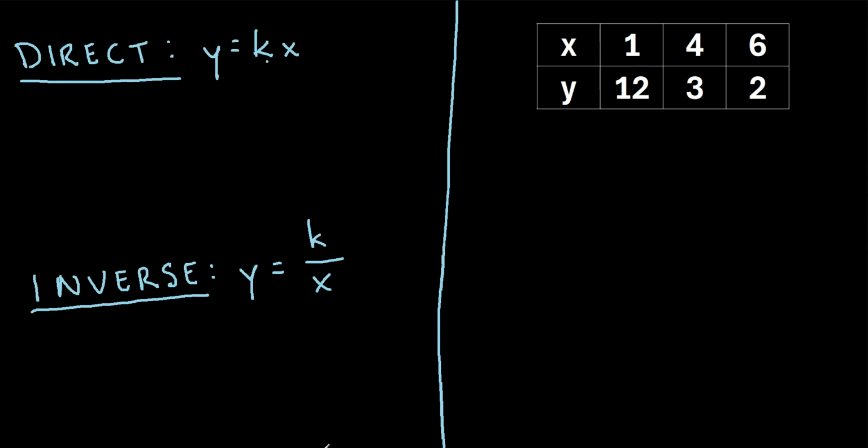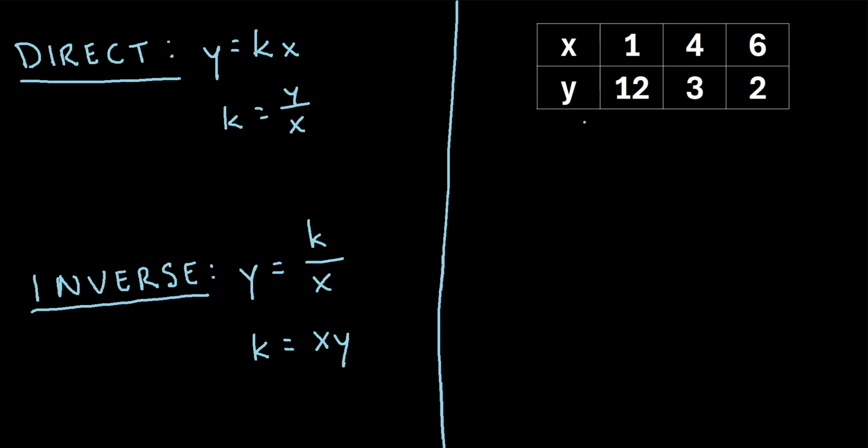Now, one thing we'll notice is that we can solve for k if we just divide both sides by x. So we could write k is equal to y divided by x. Now, we say that x and y have inverse variation if we can write this formula, y is equal to k divided by x. And we'll notice that if we multiply both sides by x, we can solve for k. So we could write k is equal to x times y.